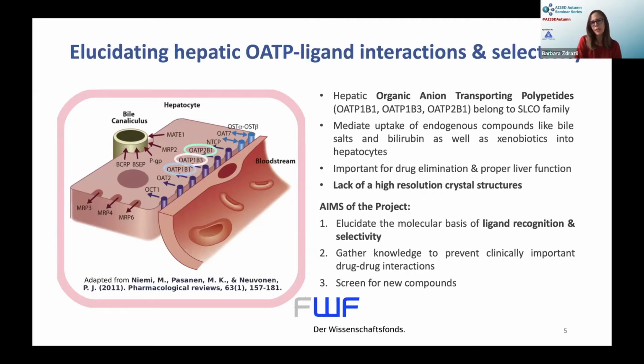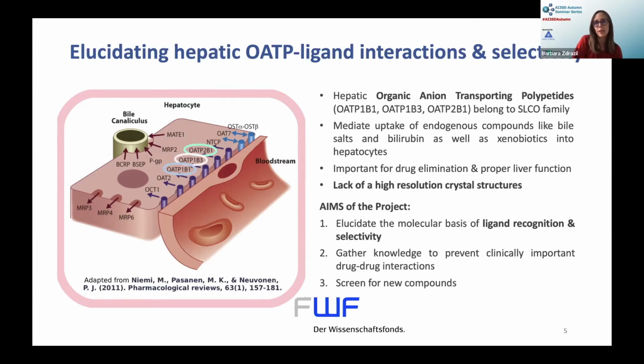So when starting this project, we were really interested in what drives these selectivity trends on a molecular basis. And why is this actually so important? Because these transporters are really important for proper liver function, but also for drug elimination. They transport on one hand endogenous compounds like bilirubin, xenobiotics, and bile salts, but they also transport a wide variety of different drugs. And it's really interesting that they're so promiscuous, right? And it's to date really insufficiently understood how this ligand transport is working.